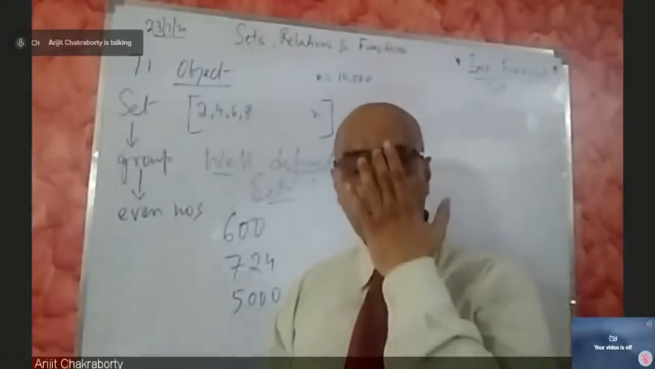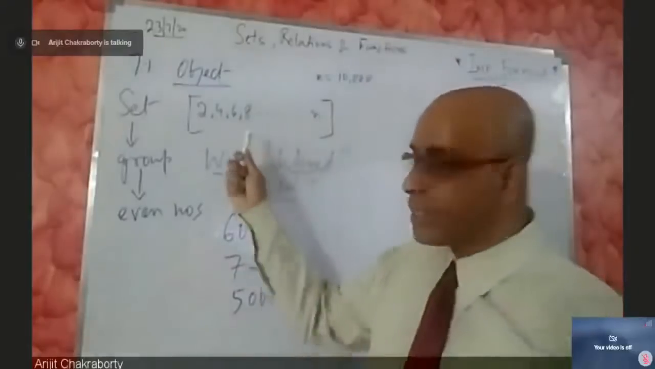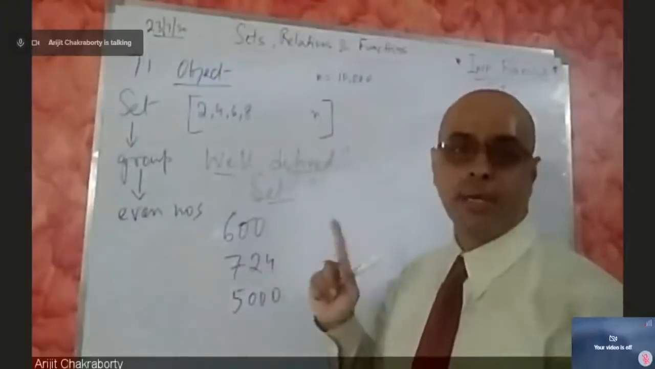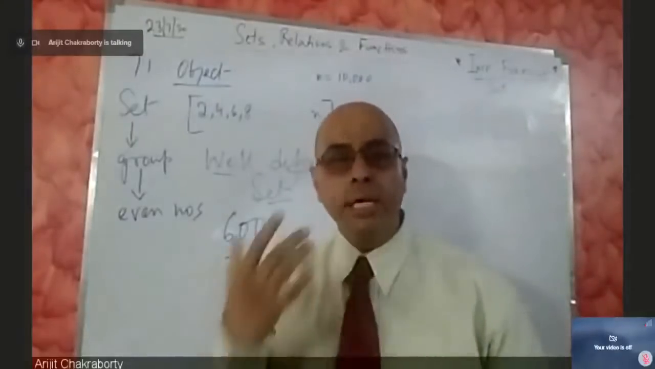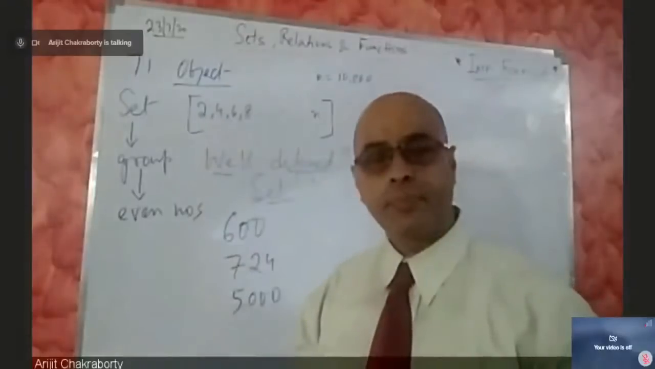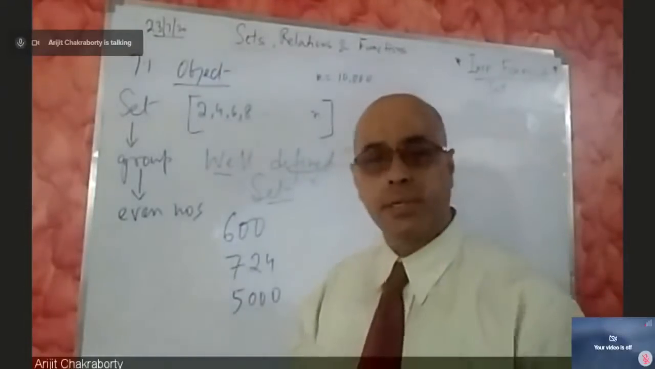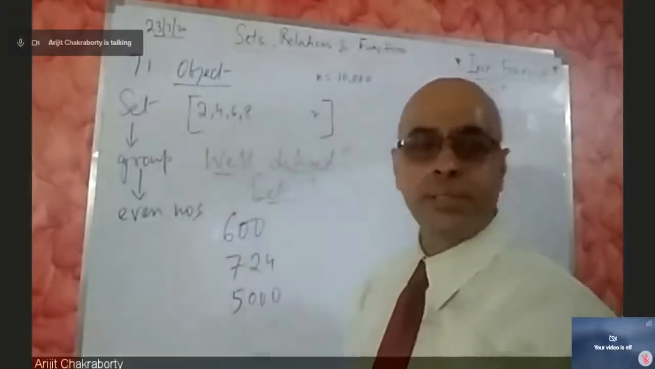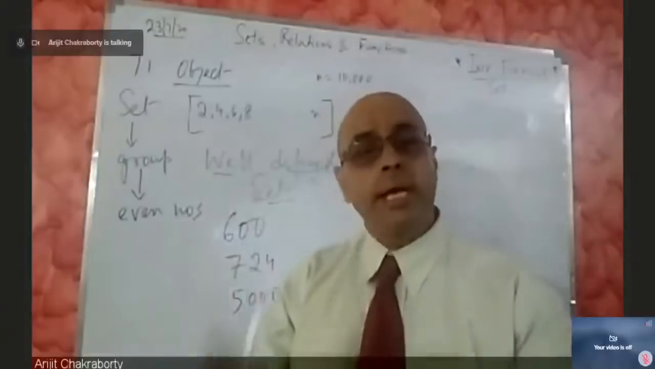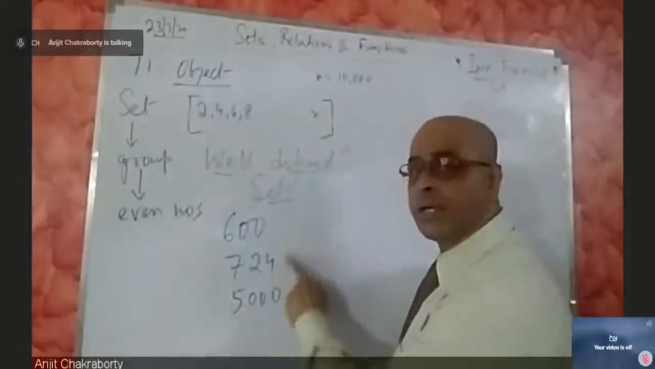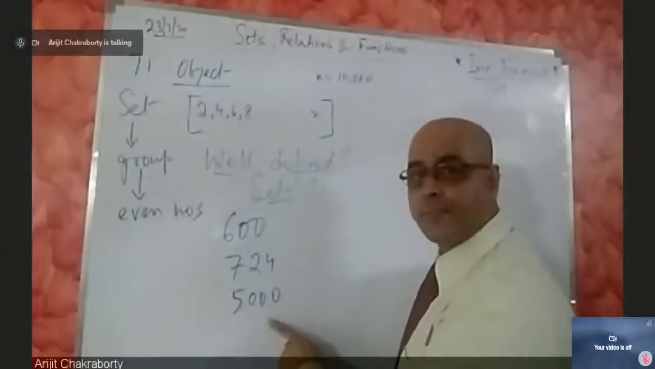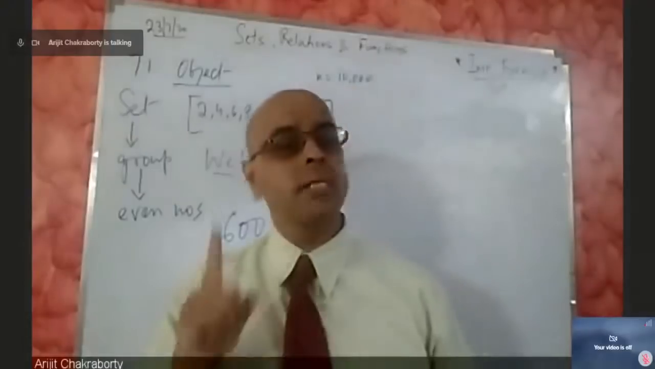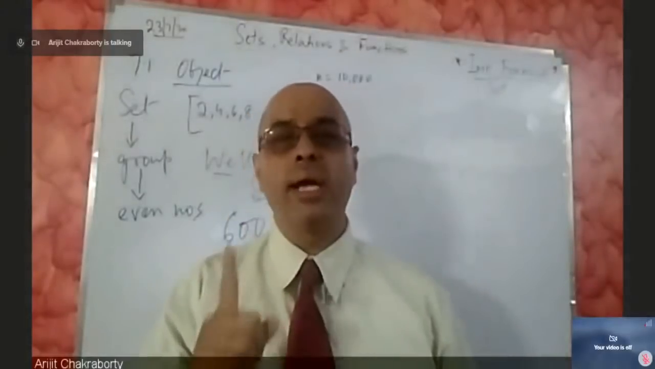And dear friends, this is the reason why these types of sets are known as well-defined sets, because you can define each of the elements in the set. You are certain that yes, this set starting with 2, 4, 6, 8 going till 10,000 has to contain 600, 724 and 5000. I hope you understand this. So this is the first concept, and that is set and well-defined set.